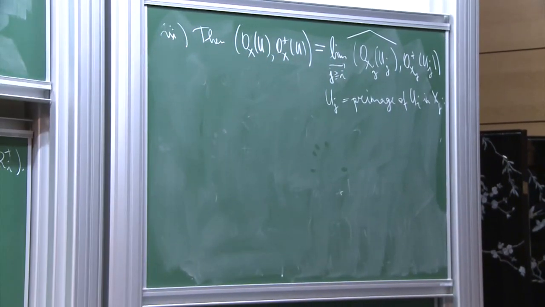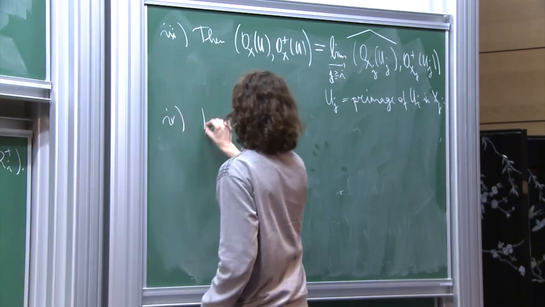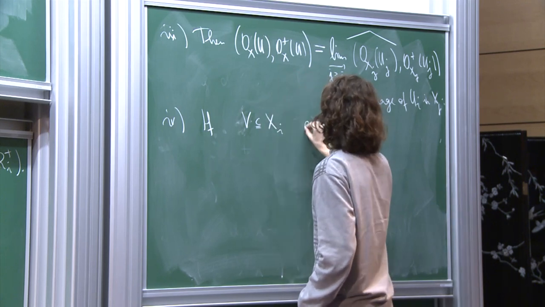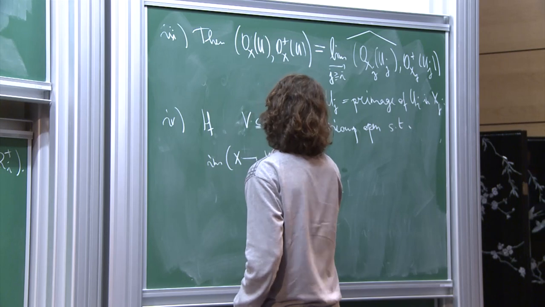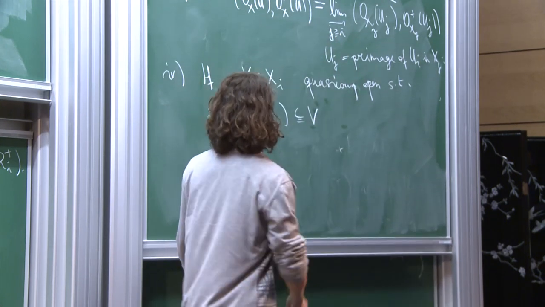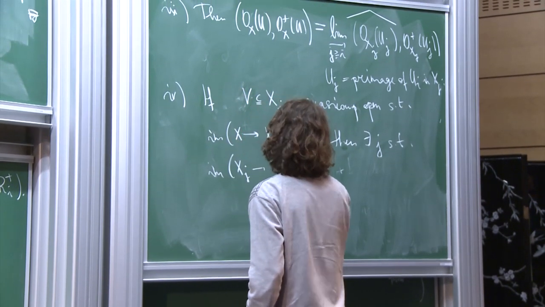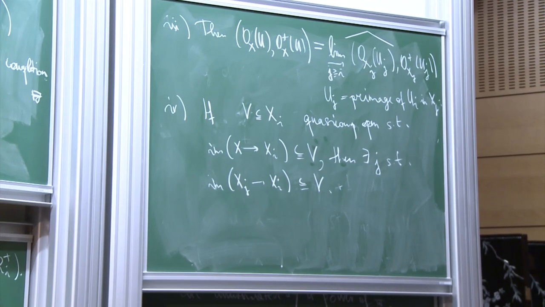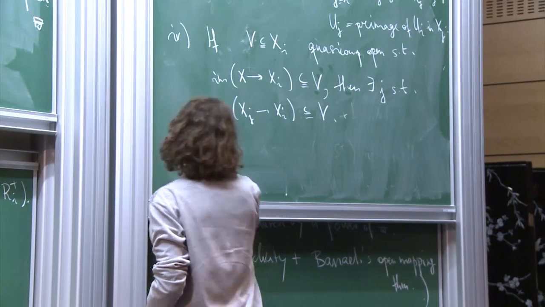And I think now comes the final part. We need the following technical statement: if V in X_i is some quasi-compact open such that the image of X in X_i is contained in V, then there exists some j such that also the image of this map will be contained in V. So we will need to show that if we have a cover of X, then each individual term of this cover can be seen as a pullback from a finite level. But we also need to see that they cover at a finite level. And this will be due to this part of the lemma. And then finally, we can show that the sheaf property is satisfied.